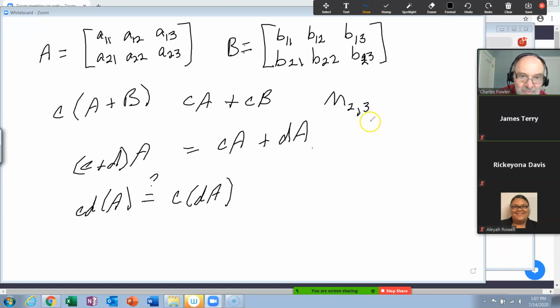That would be a vector space. What we're just talking about is M_mn. Okay, that's a vector space. That's how we abbreviate it: capital M for the matrix, little m for the number of rows, and little n for the number of columns.